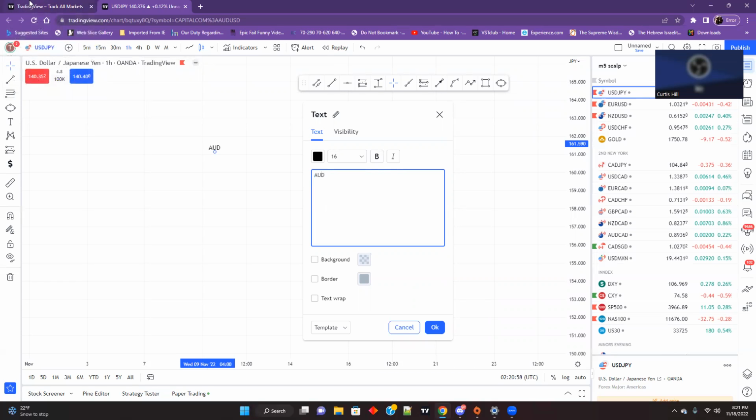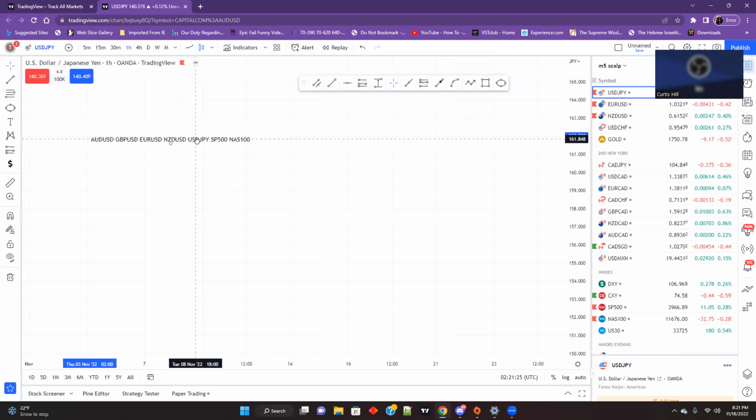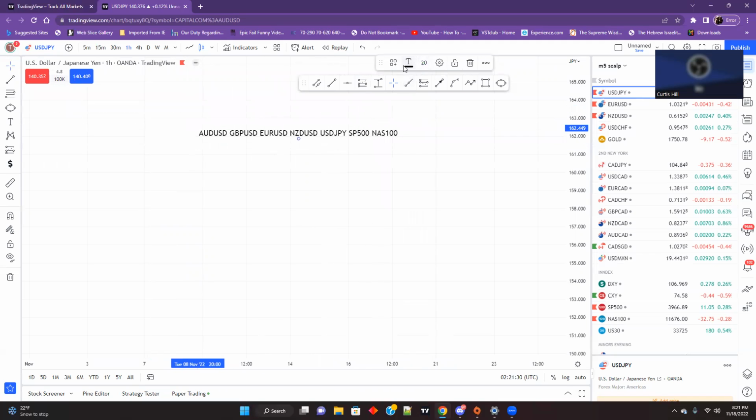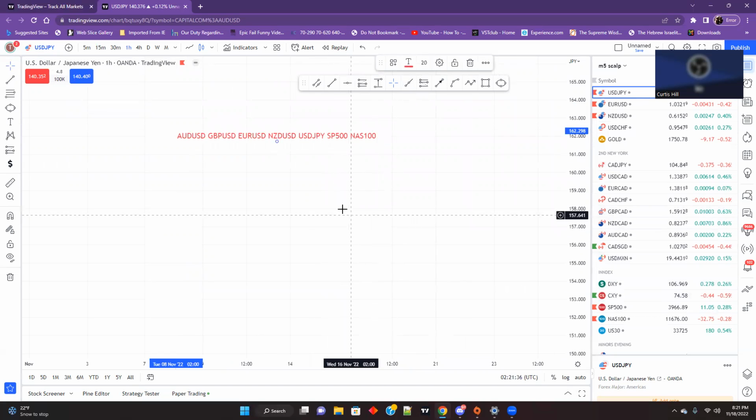I trade AUD USD, GBP USD, Euro USD, New Zealand, obviously. Duh, I trade USDJPY, SP 500, and NAS 100. All right. These are the only pairs that I trade. Why? Because it's very predictable. After looking at the dollars for so long, it's so predictable to see what the dollar's going to do, especially if you understand how the DXY moves.